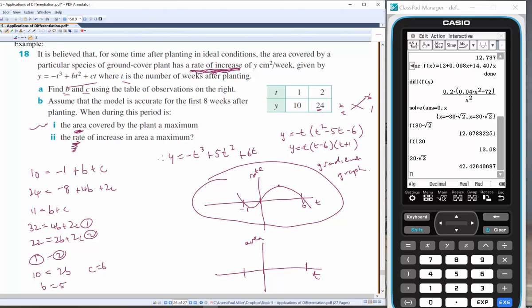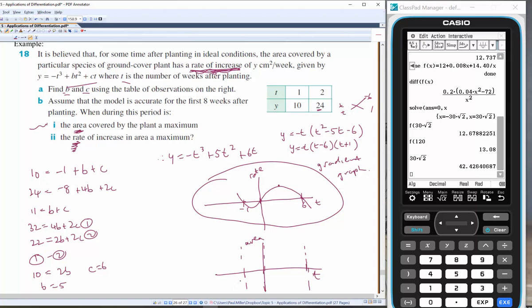Okay, so what we've got is a stationary point, and a stationary point. So we've got a stationary point somewhere along this line, somewhere along this line, and somewhere along this line here. Now let's have a look. What's happening here? We've got a positive gradient, then a negative gradient, then a positive, then a negative gradient. So how are we going to draw this?